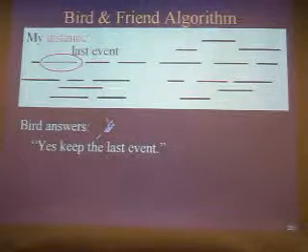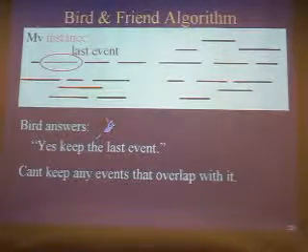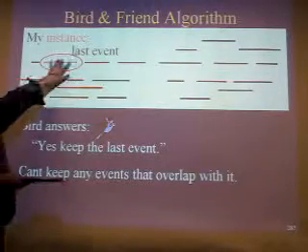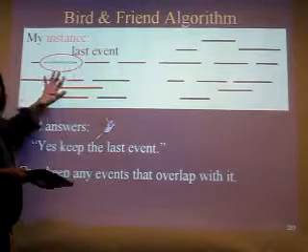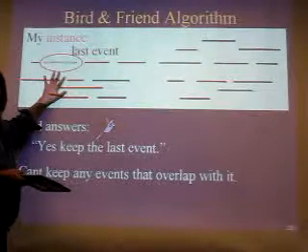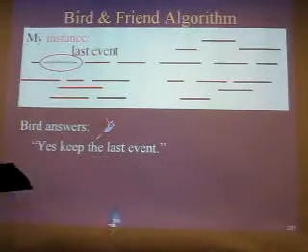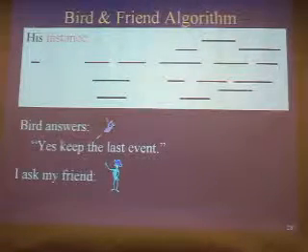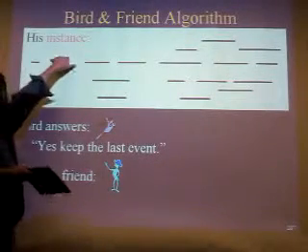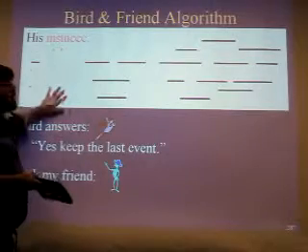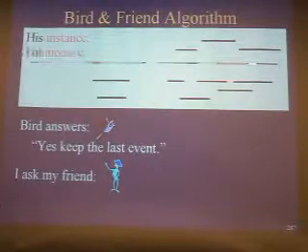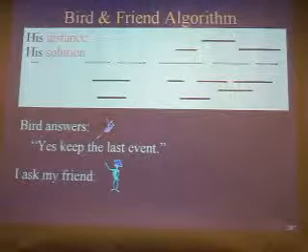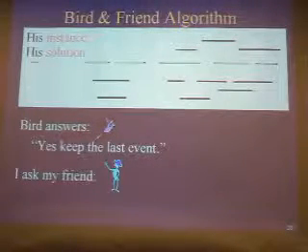Right, so say this was our last event here. The bird says keep it. When we keep these, we can't keep any of these, right? So what we're going to give our friend is we're going to delete the one the bird says to take, and we delete everything else, right? Does that make sense?